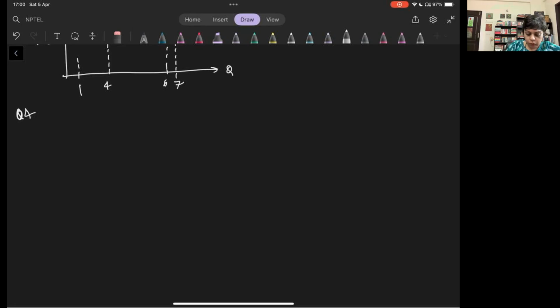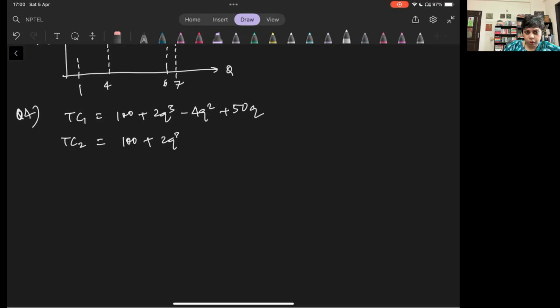Okay, so let me write down the total cost functions. So TC1 is equal to 100 plus 2Q square plus 50Q. So this is TC1, and TC2 is... Okay, so first let's write the variable cost for firm 1.